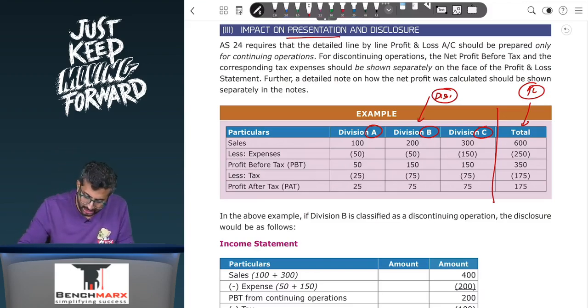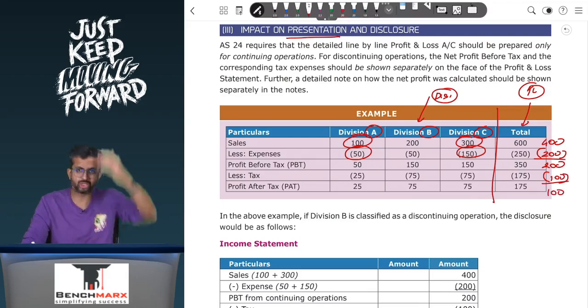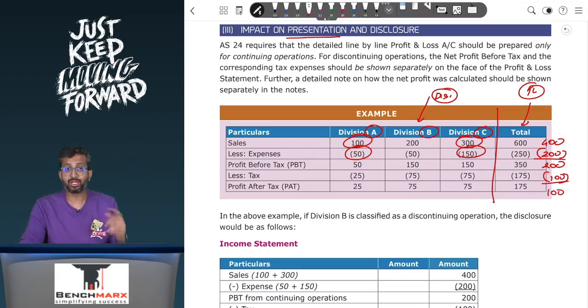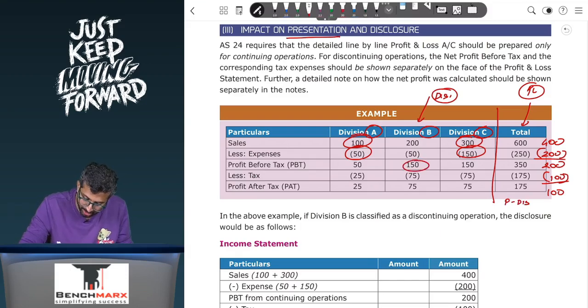Like I will show the sales of only the continuing operation, that is 100 and 300, that is 400, expenses from continuing operations of only 200, and hence the profit line by line I will show only at 200. Tax on that, let us say, is only 100, and hence the profit from continuing operations, the detailed P&L, is 100. However, in the past the discontinuing operation was there, so as a single line I will just show the profit from the discontinuing operation, which is for example 150, and the tax on that, which is, let us say, 75, and hence this is 175, something like this.